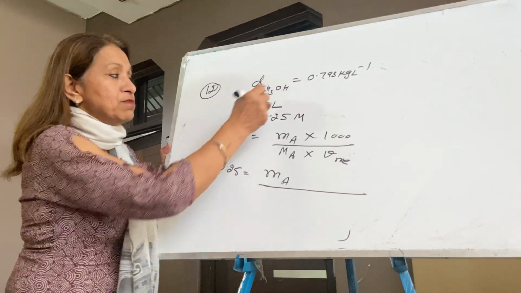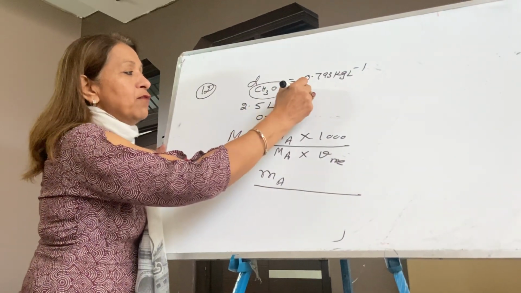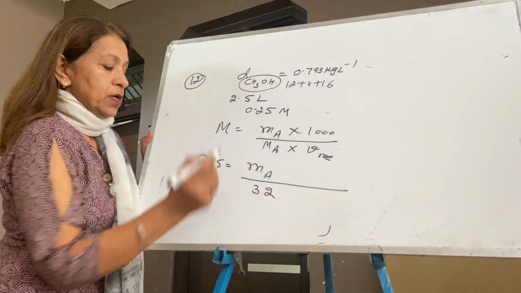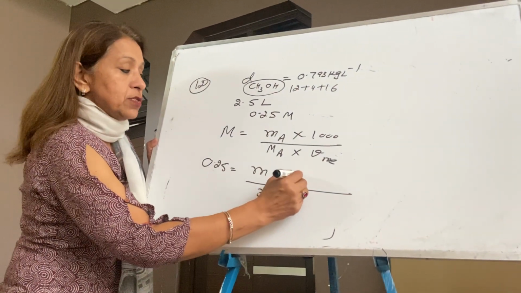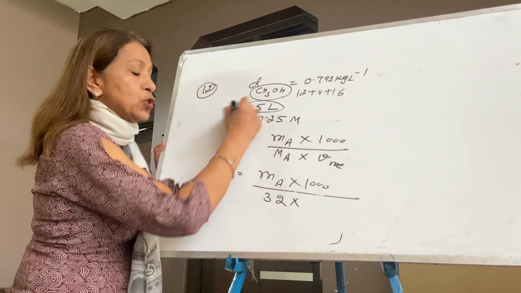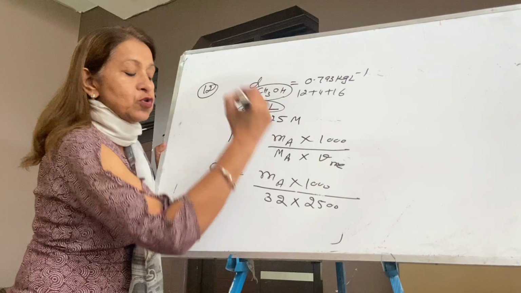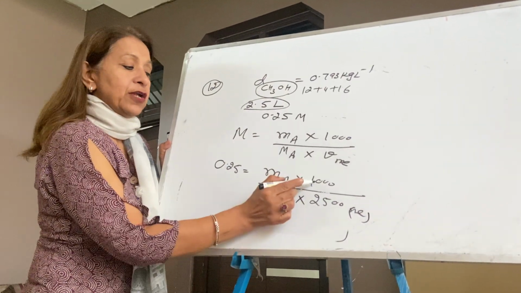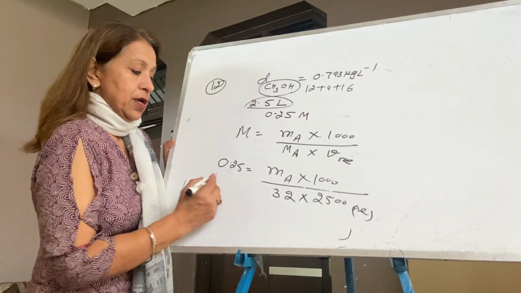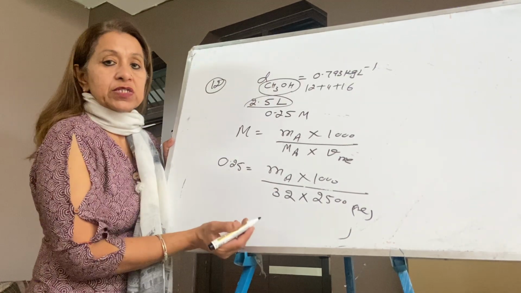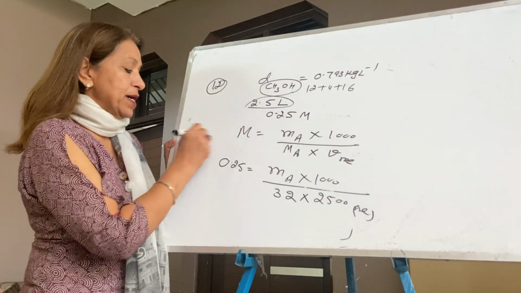Capital M of the solute, methanol, is 12 plus 4 plus 16, that is 32. 32 into 1000, and the volume is 2.5 liter, that is 2500 ml. Or you can directly write 2.5 liter, and then there is no need to write this 1000. So this gives the mass of solute. The density of the solute is given, so calculate the volume. This is the first part.